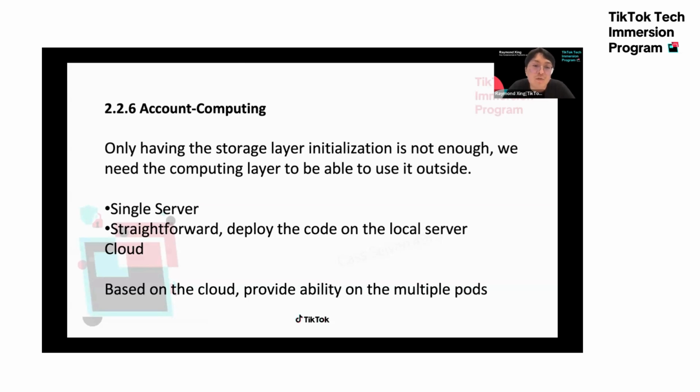This is very straightforward, right? We go from one single server to multiple servers and deploy clones. We have multiple servers providing the same ability at the same time. This is the computing layer. Based on the cloud, we have multiple pods in the cloud, and every pod can provide this ability. That means you can hold so many user transactions. Okay, this is the account computing layer. Next slide, please.